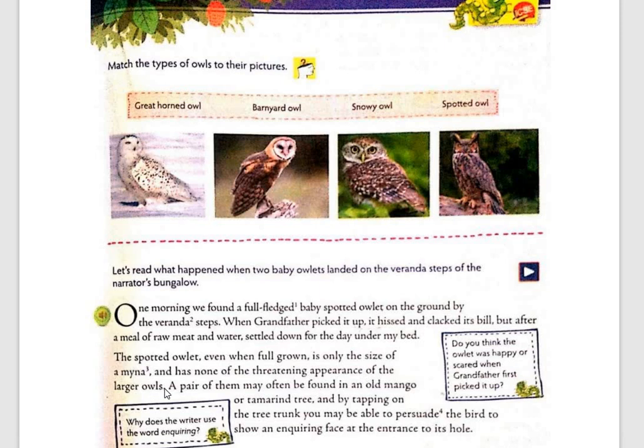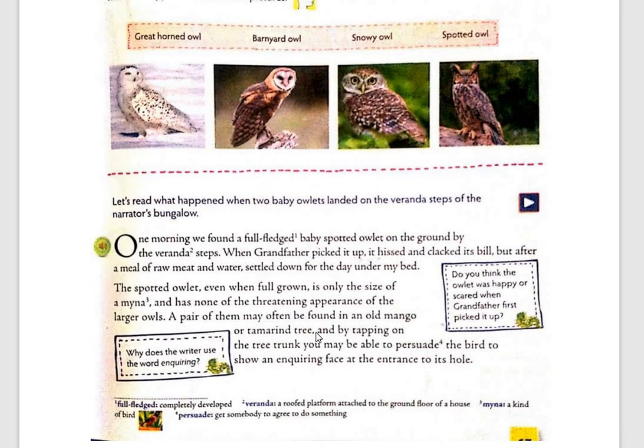So that means it was still having a very innocent, very childish look in its eyes. A pair of them may often be found in an old mango or tamarind tree. I said you will be finding the mention of all these things here in Ruskin Bond's writing. So this is one typical characteristic of Ruskin Bond's writing, that you will be getting the mention of all these things. So there we can see that the narrator is now giving the description of its physical appearance, and also he is telling where it inhabits, where it resides, where it lives.